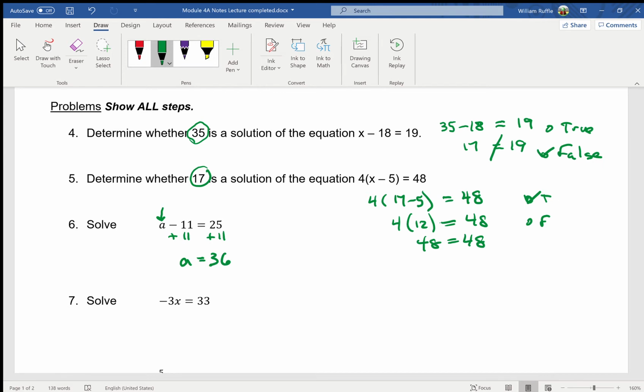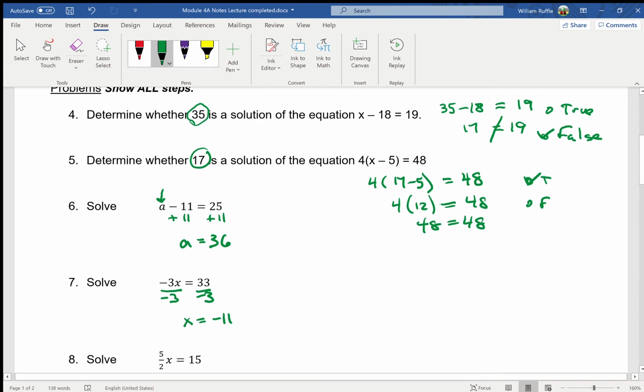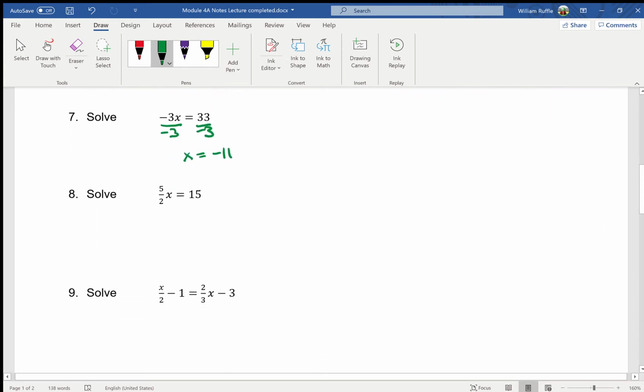This next one here, it's negative 3 times x. What's the opposite of multiplying by negative 3? Well, I'm going to divide each side by negative 3. So x equals negative 11. And please use your calculators to make sure you're doing all this. Make sure you're keeping the signs correct. Lots of silly sign errors here.